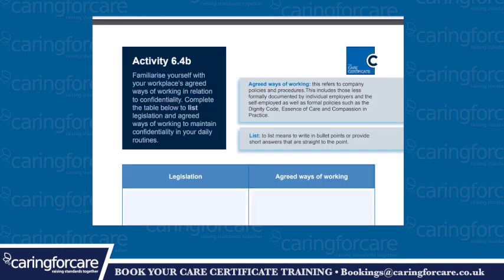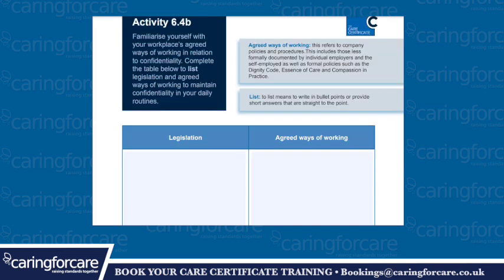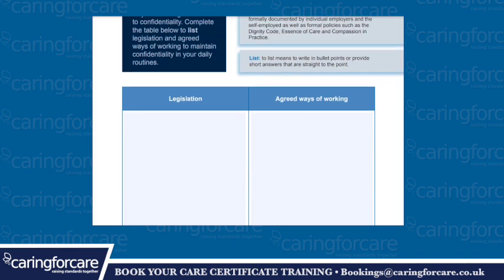Confidentiality means. Activity 6.4b. Familiarise yourself with your workplace's agreed ways of working in relation to confidentiality. Complete the table below to list legislation and agreed ways of working to maintain confidentiality in your daily routines. Agreed ways of working. This refers to the company policies and procedures. This includes those less formally documented by individual employees and self-employed, as well as formal policies such as Dignity Code, Essence of Care and Compassion in Practice. List. To list means to write in bullet points or provide short answers that are straight to the point. So we've got here the boxes where we've got legislation and also agreed ways of working.